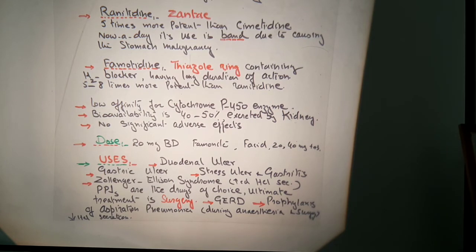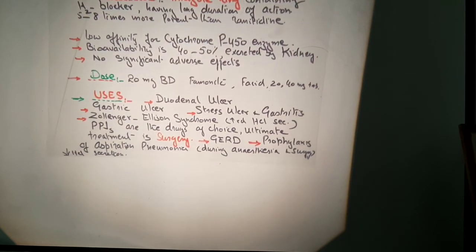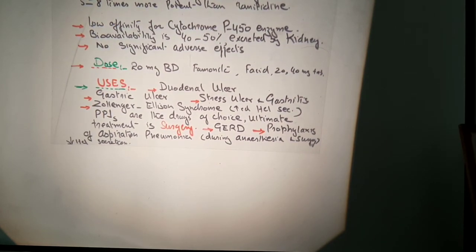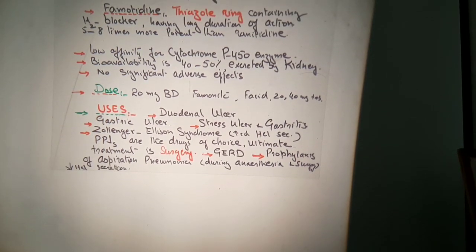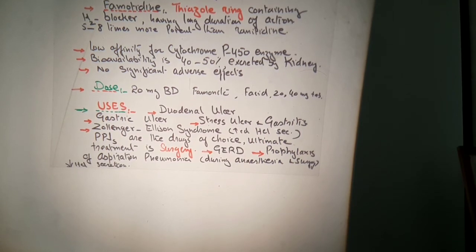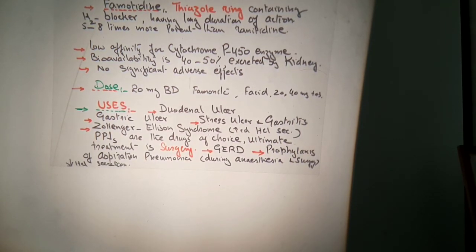Dose is 20 milligram BD. 20-40 milligram tablets are available. Now uses: particularly they are used for duodenal ulcer, gastric ulcer, stress ulcer, gastritis, and Zollinger-Ellison syndrome. What is Zollinger-Ellison syndrome? It is the syndrome in which there is increased secretion of HCl. That's why it is known as Zollinger-Ellison syndrome.